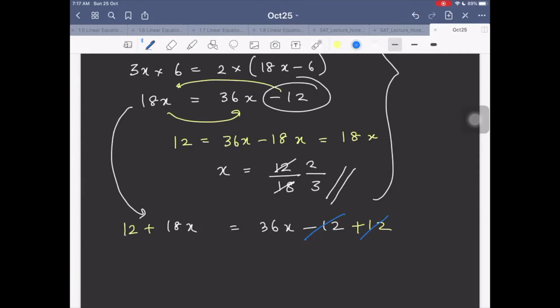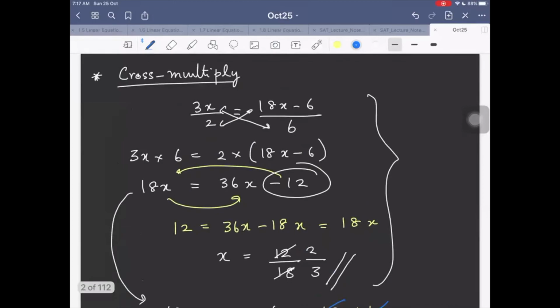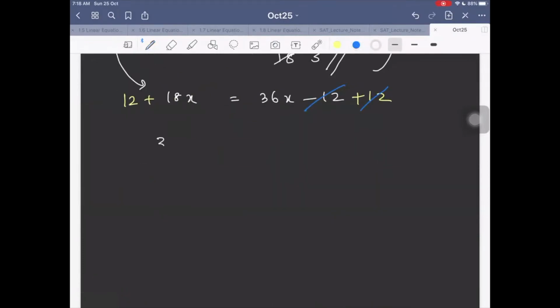Yeah. And the next thing I want to tell you is, even before cross multiplying, you have to check whether the denominators can be simplified, right? So in this case, don't you think the denominators could be simplified? Check again. See, I'll write the question once again. We have 3x by 2 is equal to 18x minus 6 divided by 6. Don't you think the denominators could be simplified?